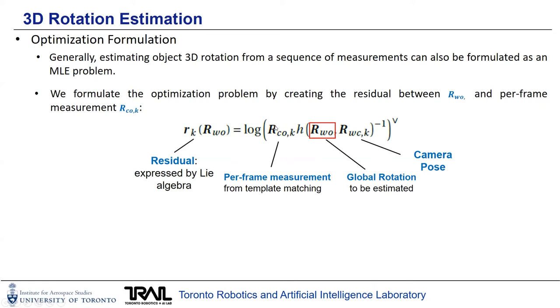This is acquired from this template matching based approach, and we know the camera pose. For this global optimization, this is a global parameter, which is from the object to the world. This is what we want to optimize. To optimize this, we can perform this global optimization by operating on this tangent space within this Lie algebra.